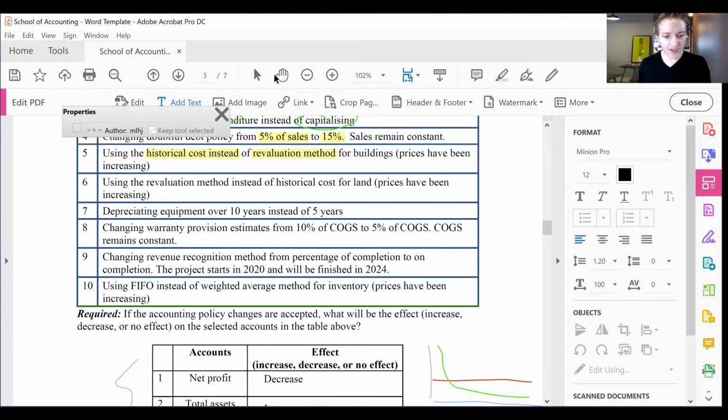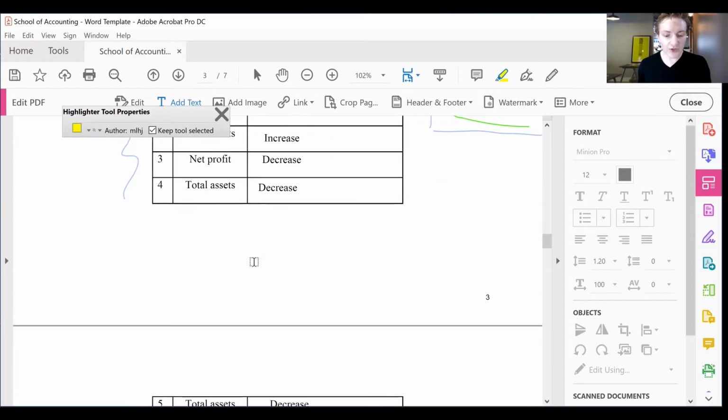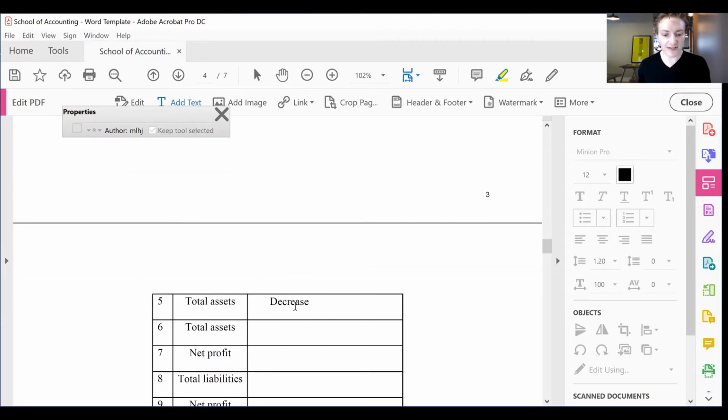Now, under number 6, you're being asked what would be the impact of using the revaluation method instead of historical cost when prices have been increasing. Well, this is simply the converse. Using the revaluation method would increase your total assets. So it is absolutely the converse of what we initially saw just now. So as a result, we would increase our total assets in this context.